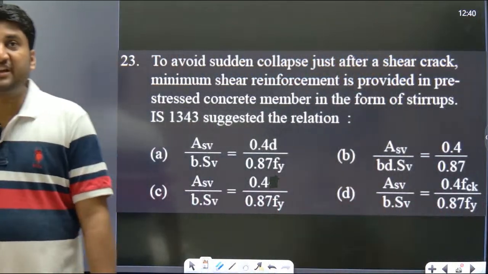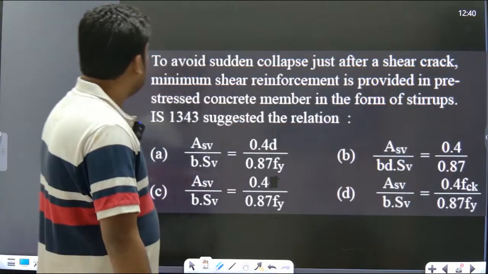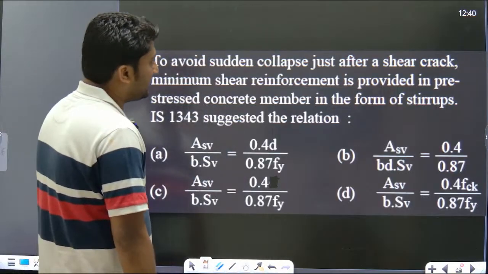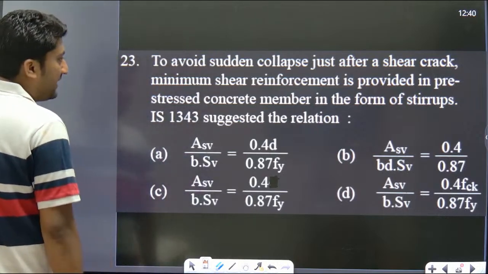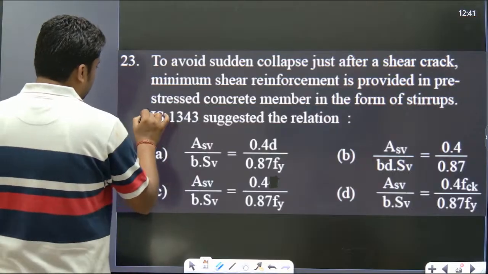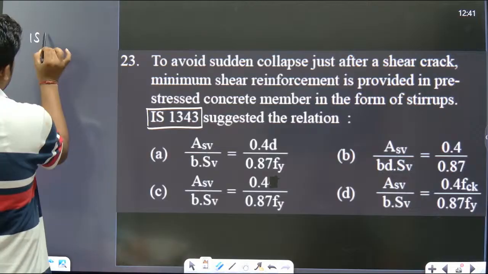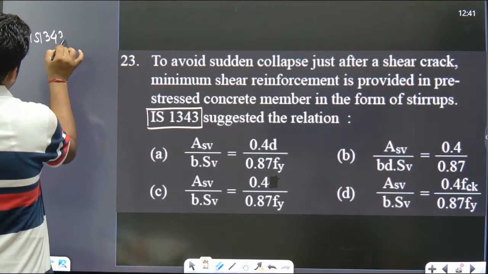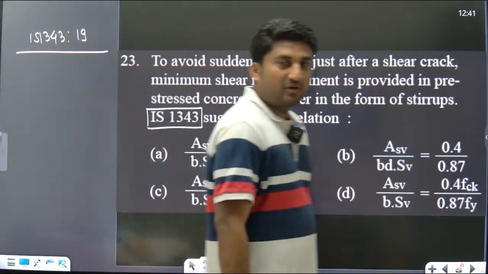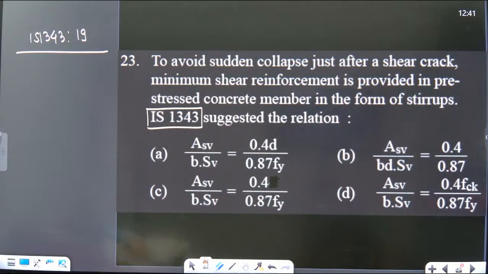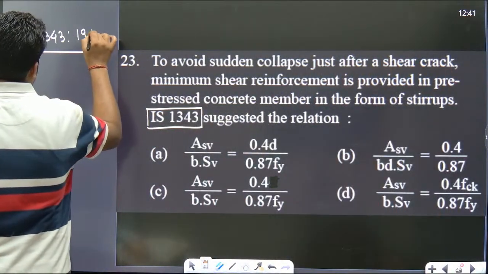Now the minimum shear reinforcement formula. To avoid sudden collapse just after a shear crack, minimum shear reinforcement is provided in pre-stressed concrete in the form of stirrups. As per IS 1343, remember this minimum shear stirrup formula was given in IS 1343, 1980.